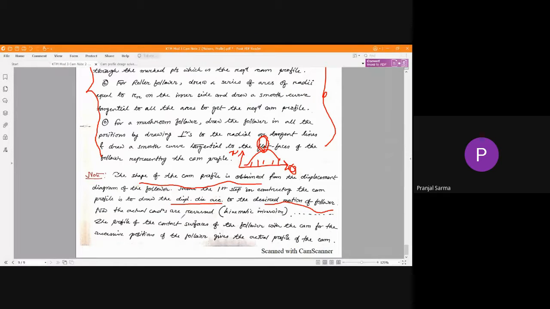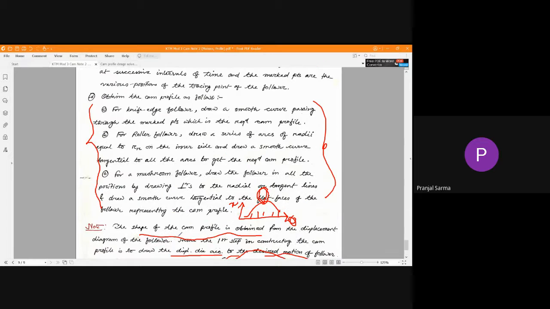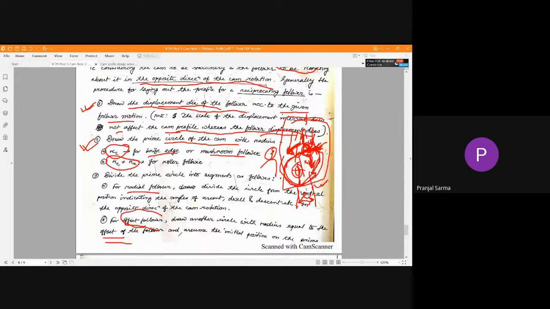Now we go for reversing the actual condition, that is the kinematic inversion case. Now we consider the kinematic inversion, which I have already discussed, along with the assumption of those particular motions. The profile of the contact surface of the follower with the cam for the successive positions of the follower actually gives you the actual profile of the cam. Just like we have already discussed, there is always constant contact.